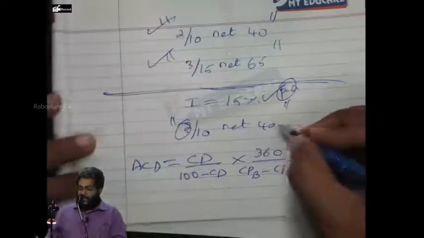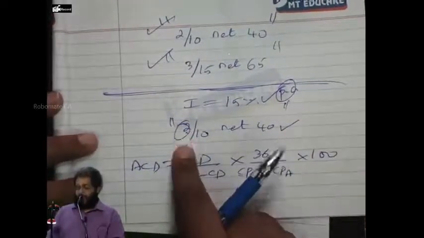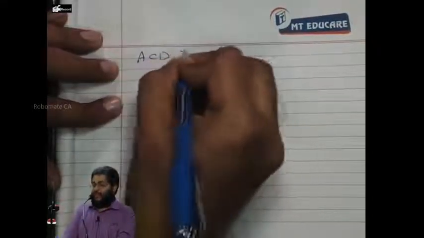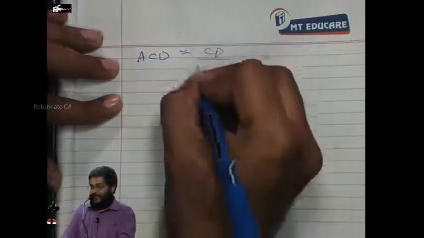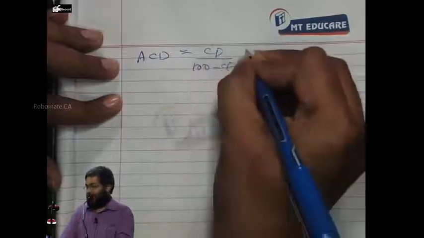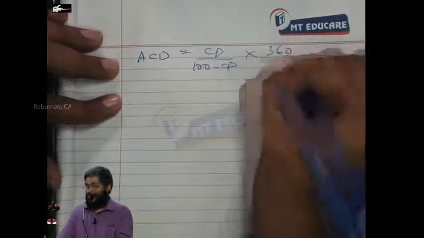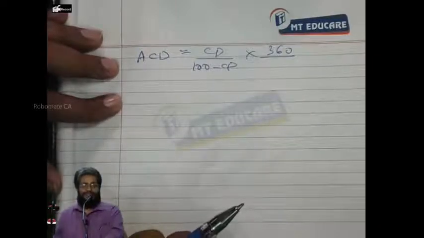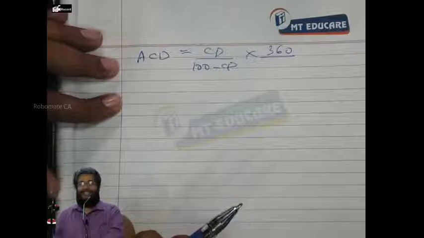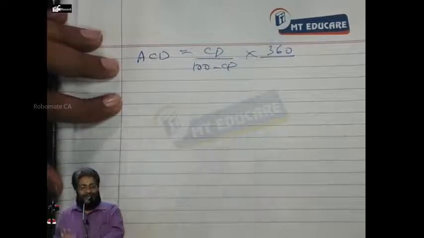I'll do this for this particular problem. This 2% is non-annual, and I'll make it annualized cash discount. I forgot the formula, so you tell me what the formula is. Cash discount divided by 100 minus cash discount. Now I remember.